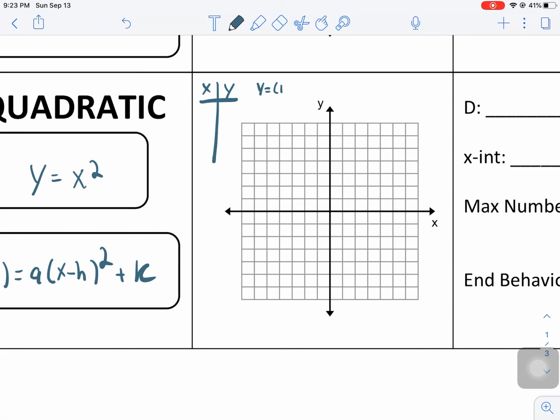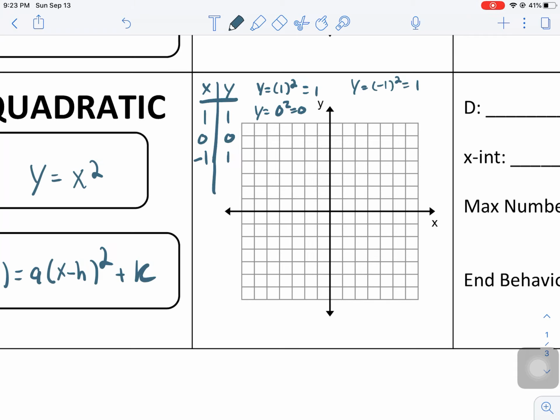So we plug in 1 into the equation, so y equals 1 squared. That would give us out 1. So when we plug in 1, we get out 1. I meant to plug in 0 as well. y equals 0 squared is equal to 0. We plug in negative 1. y equals negative 1 squared is equal to positive 1.